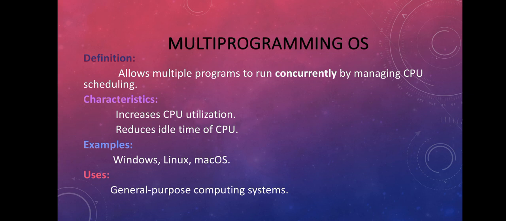Then multi-programming versus multiprocessing OS. A multi-programming OS keeps the CPU busy by switching between programs, reducing idle time. Its characteristics are that it increases CPU utilization, which reduces the idle time of the CPU. Windows, Linux, and Mac OS are examples of multi-programming OS. The uses are general-purpose computing systems.